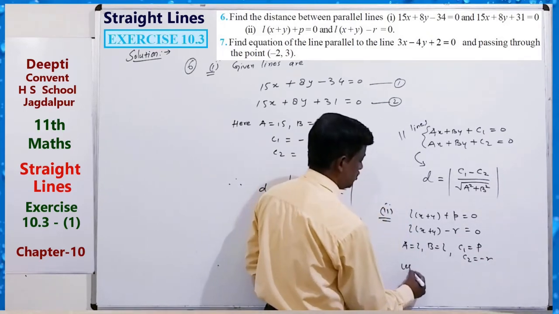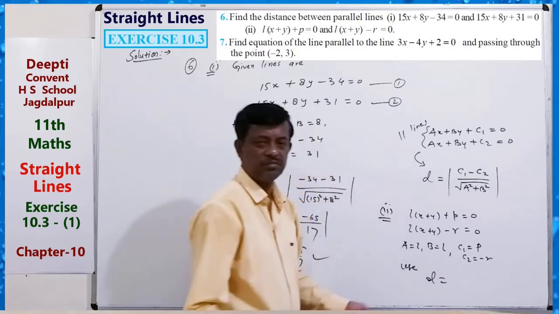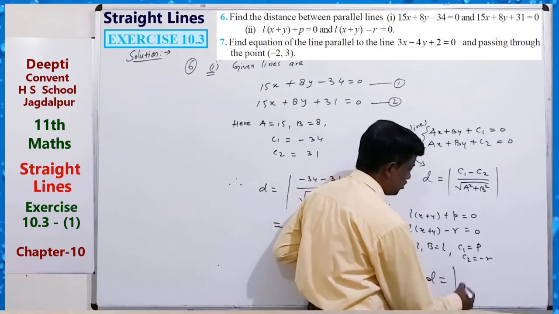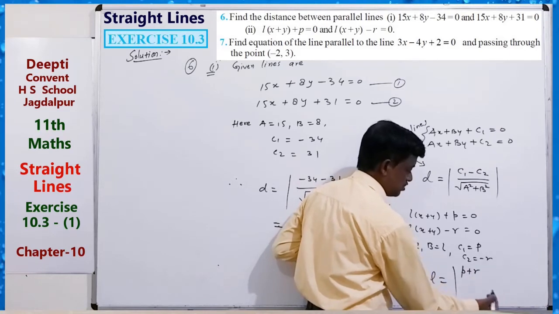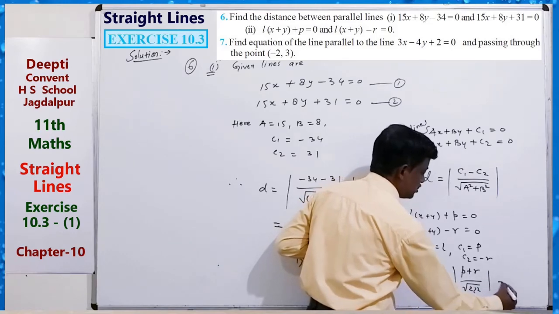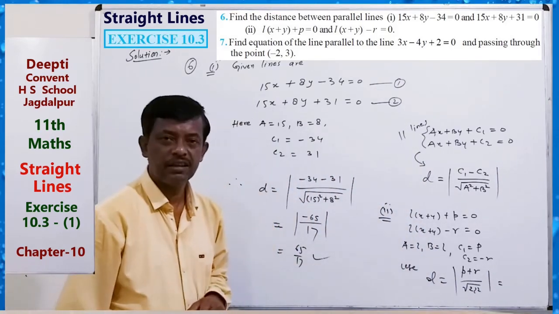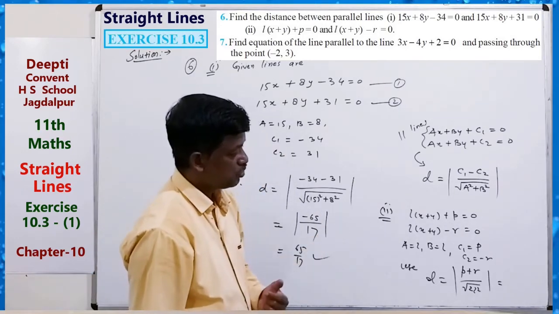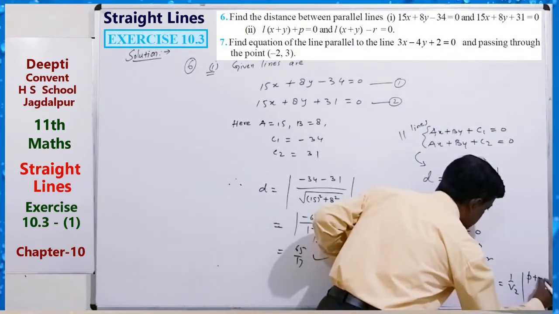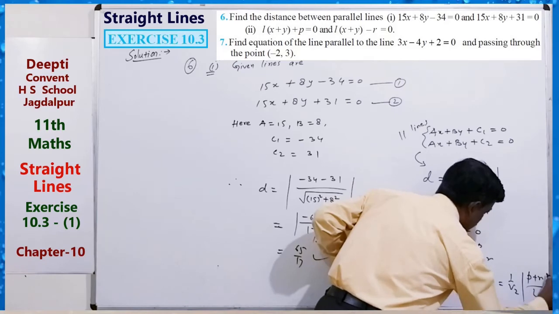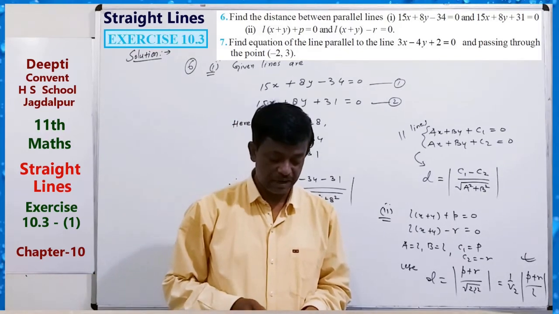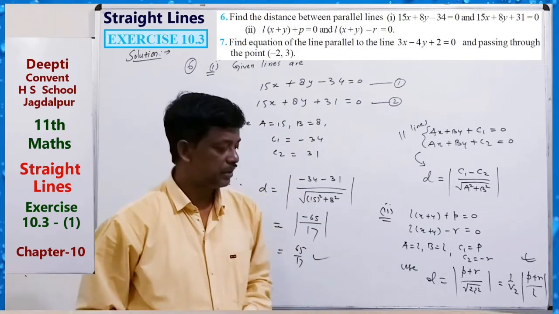Just use the formula. Use formula D equals to modulus C1 minus C2 upon root over A square plus B square, so P plus R upon root over 2L square. So this is P plus R by root 2 L, so 1 by root 2 modulus P plus R by L. So this is the distance. Okay, so these are the distance between parallel lines. Just use the formula.